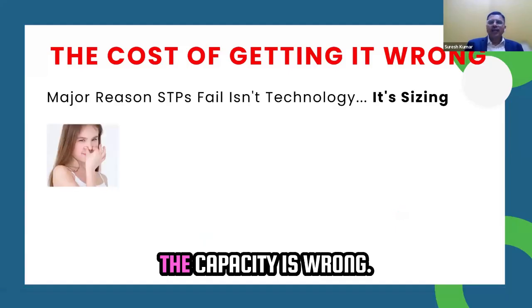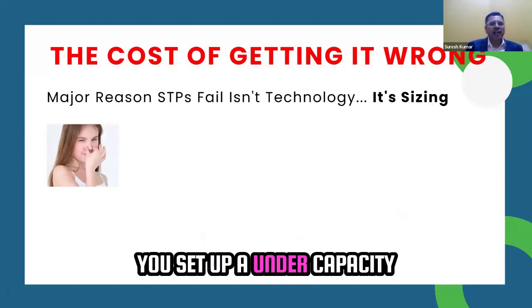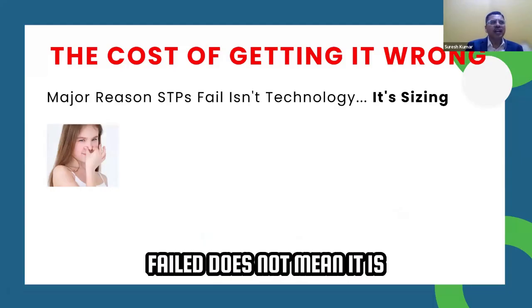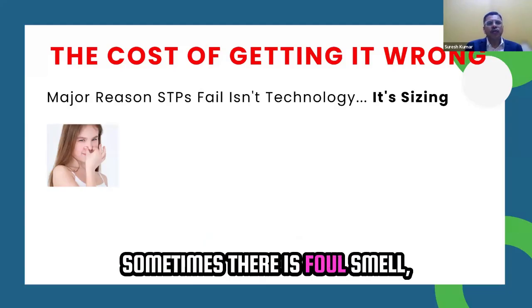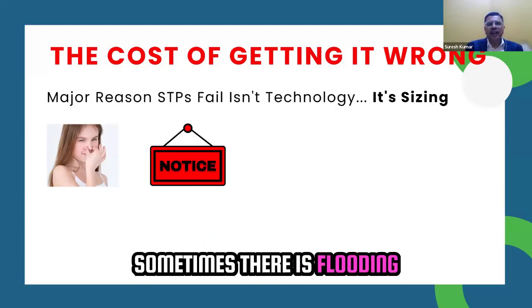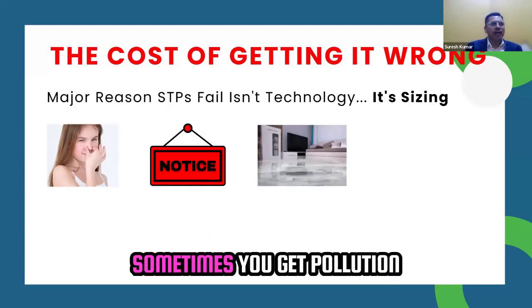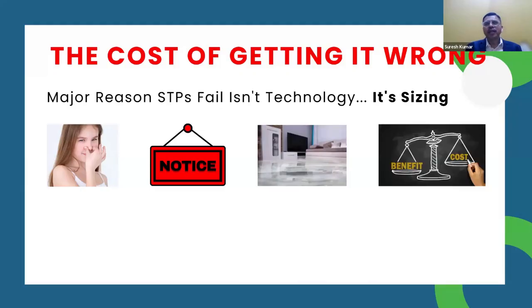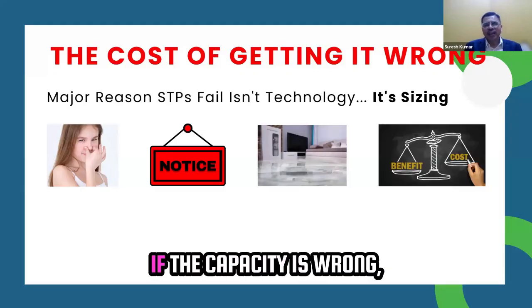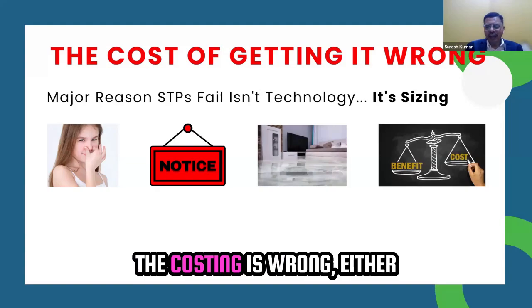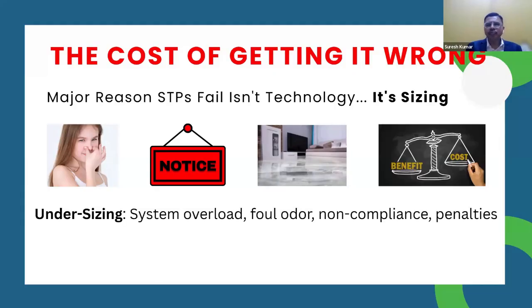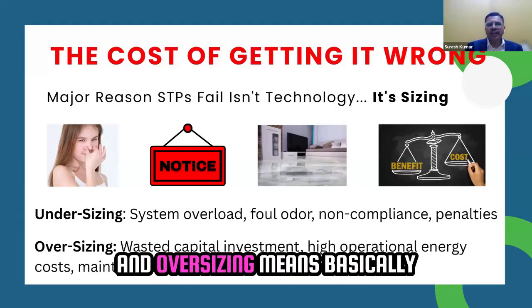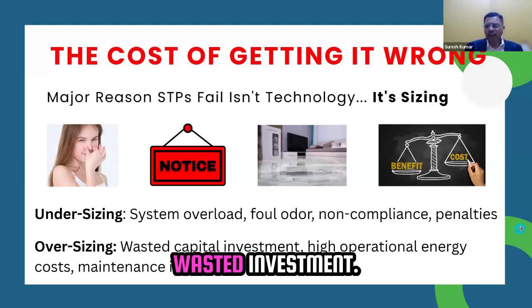If the capacity is wrong, you end up getting a lot of foul smell. You set up an under capacity STP, it has failed. Failed does not mean it is not treating water at all. Sometimes there is foul smell, sometimes there is flooding in your apartment complex, and sometimes you get Pollution Control Board notices. And the majority of the time, if the capacity is wrong, the costing is wrong. Either your capex or opex or both are on the higher side. Oversizing means basically wasted investment.